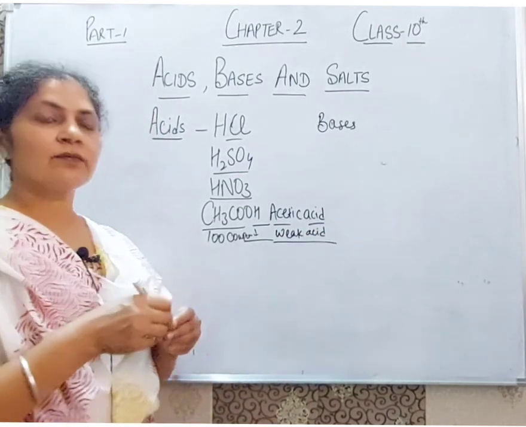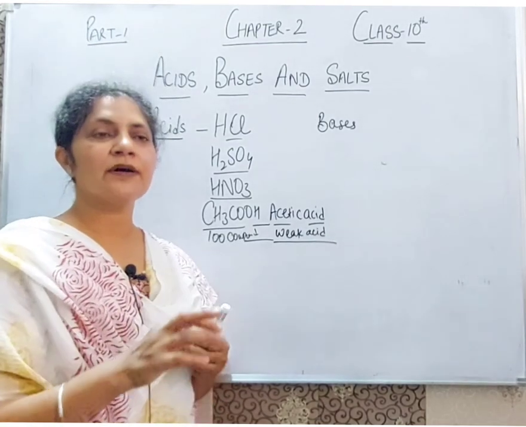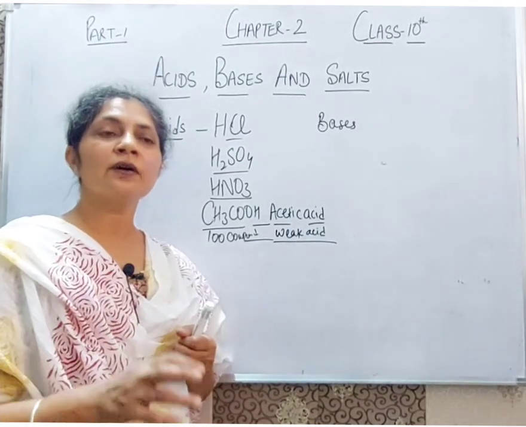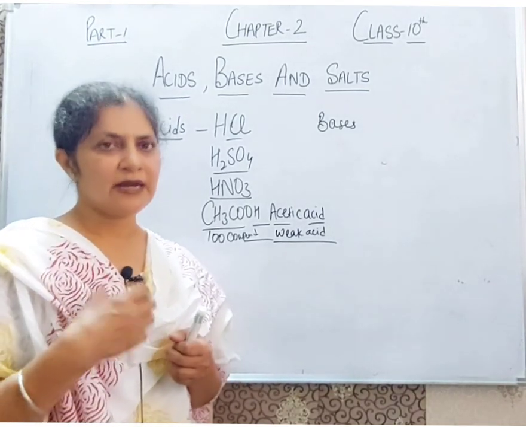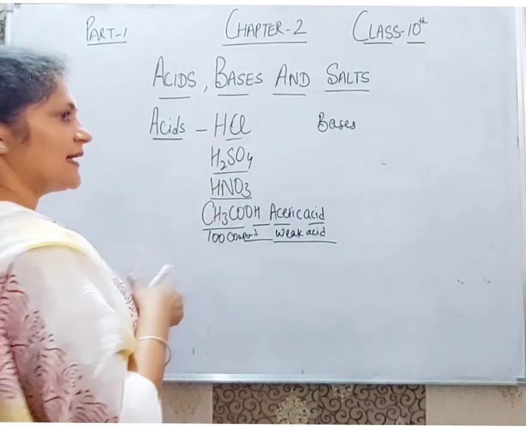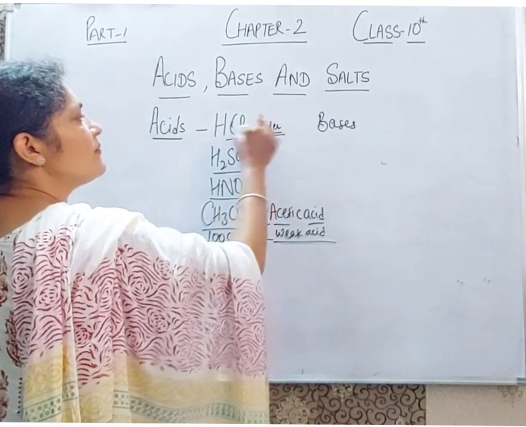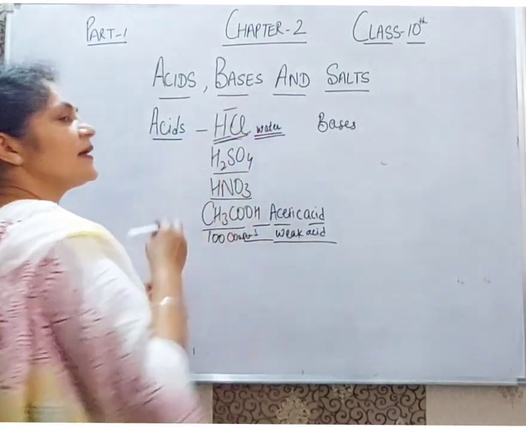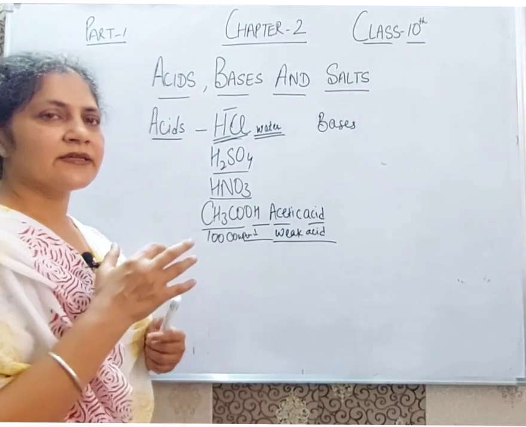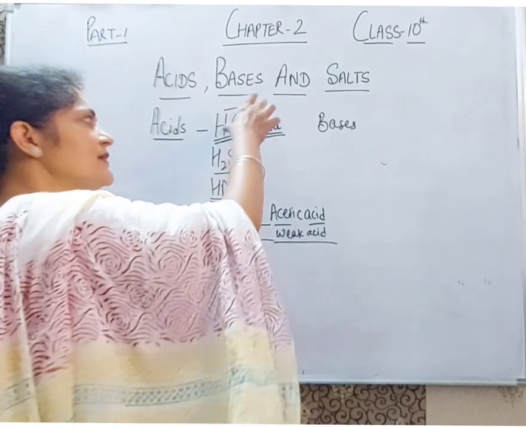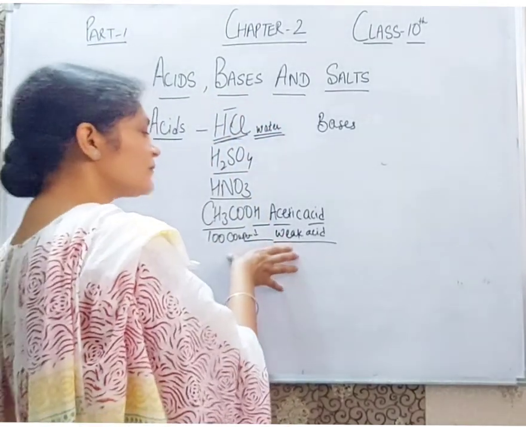If we take a big quantity of acetic acid, the whole acetic acid will not get ionized. Only a few of the molecules will get ionized. But in case of HCl, hydrochloric acid, when it is dissolved in water, almost all of it is ionized. This is the reason this is a strong acid and this is a weak acid.